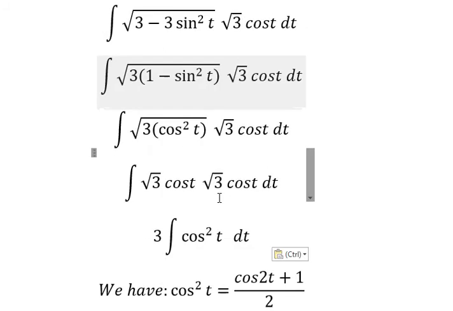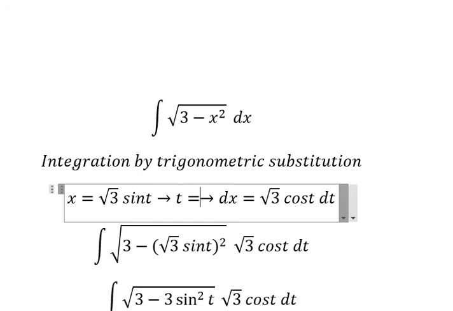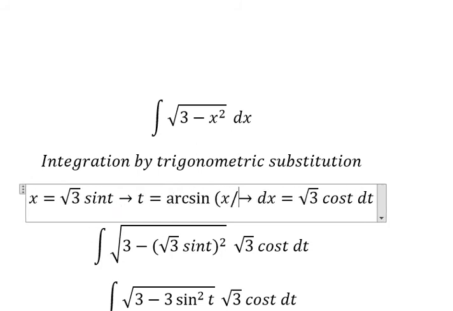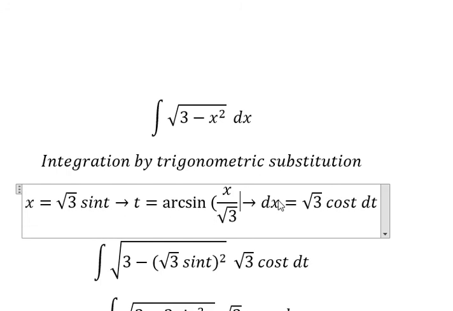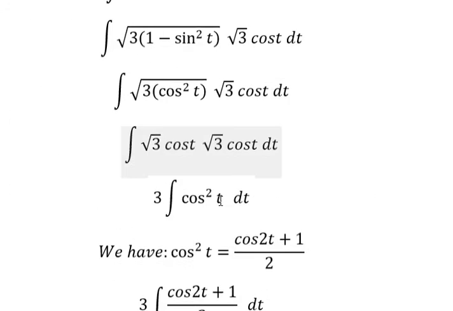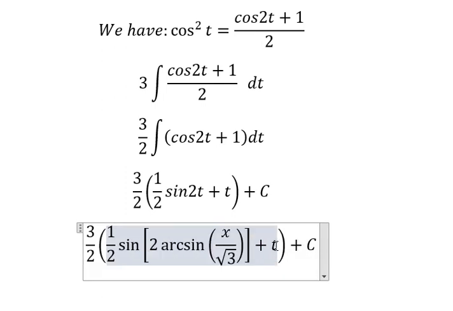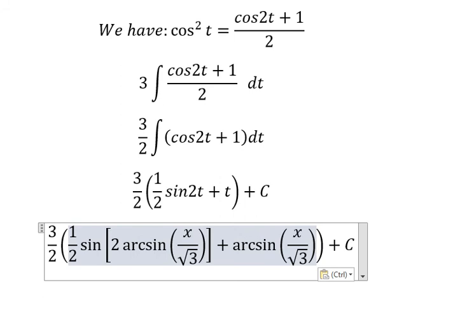About t, that's it about this one. So we divide both sides with the square root of 3. So we put this one in here, and here. Now let's go to the next one.